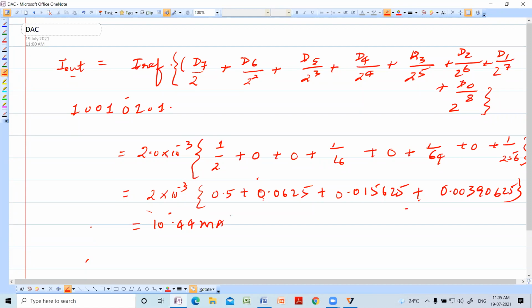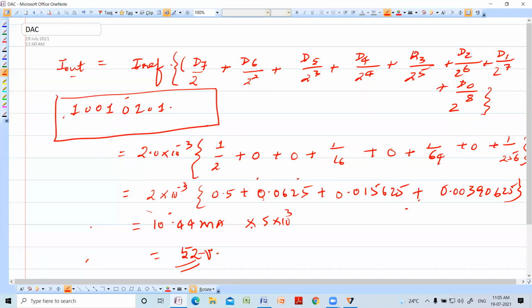So you are multiplying this by the 5K resistor, and you are going to get about 52 volts. So for the digital input 95H, this is your binary pattern. You are going to get 52 volts as the analog output, approximately. This is how it is done.